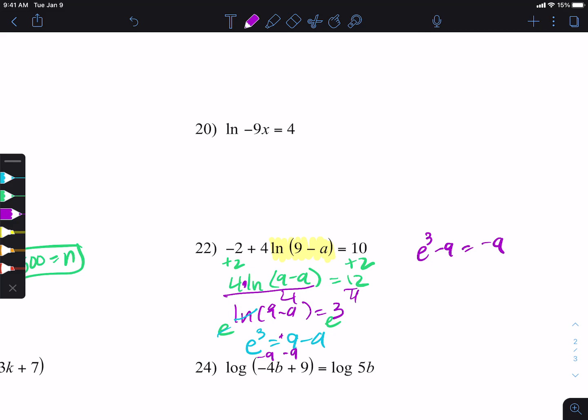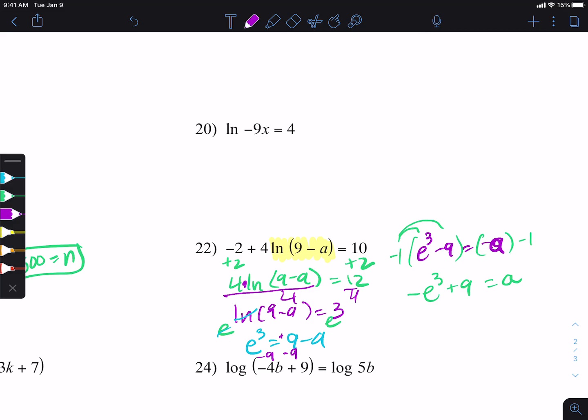Well, I don't want negative a, I just want a. So that means I can multiply or divide by negative 1. I'm going to choose to multiply. I have to distribute this negative to both terms. So this gives us negative e cubed plus 9 equals a. It looked more like a 9. There. So now we can put this in our calculator.